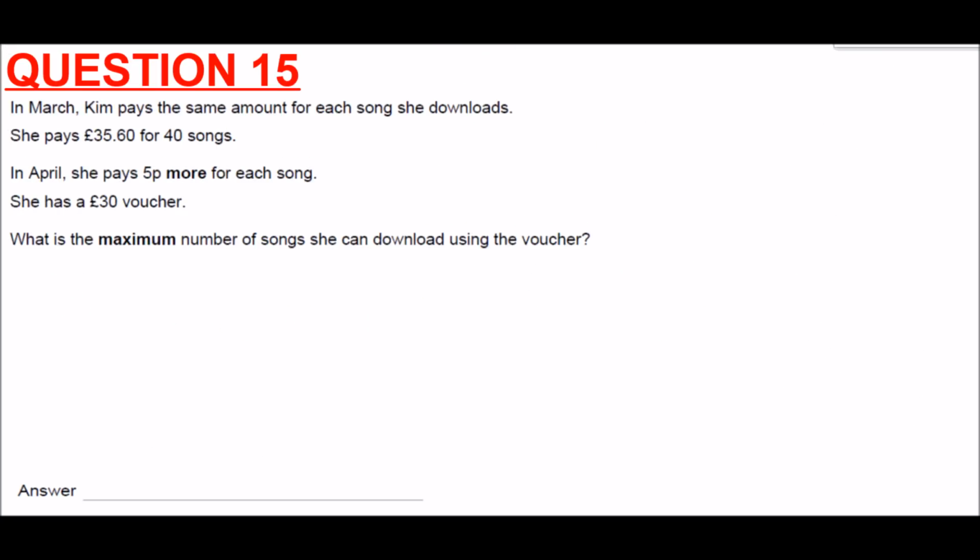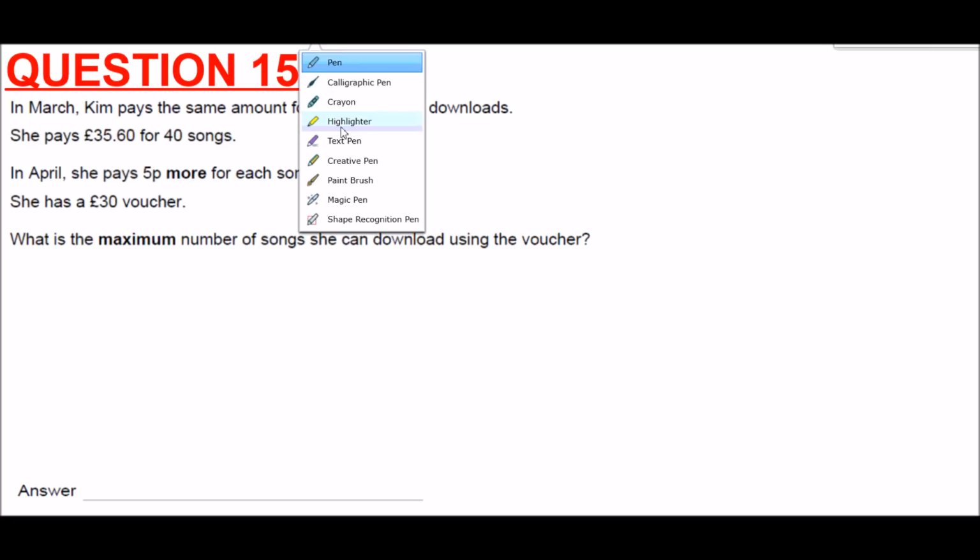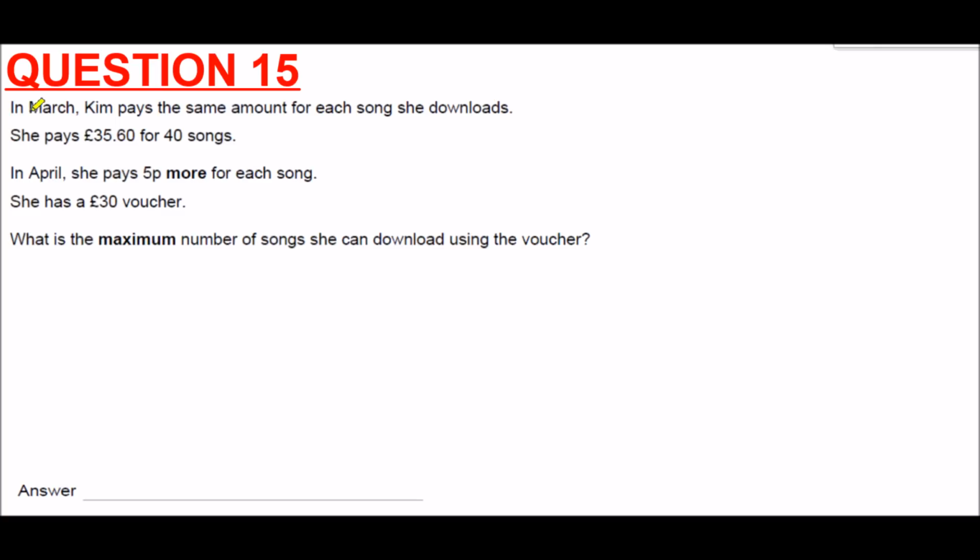Question 15. In March, Kim pays the same amount for each song she downloads. So it says she pays £35.60 for 40 songs. So looking at this one here, the first bit of information is for March. So in March, she paid £35.60 for 40 songs. So how much would that be per song, I wonder?